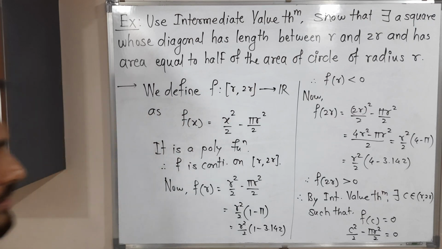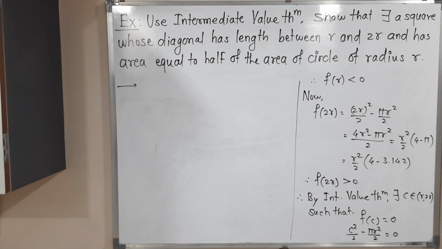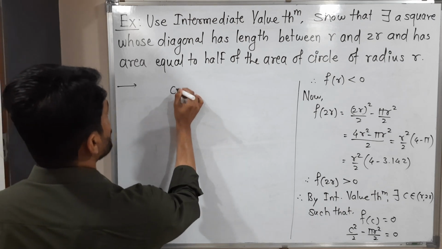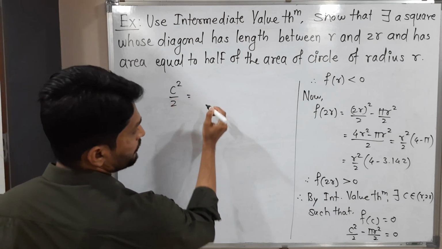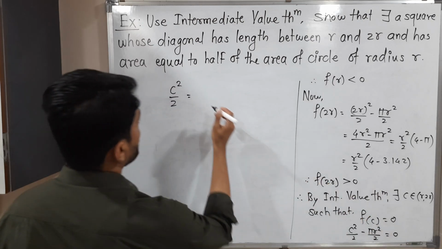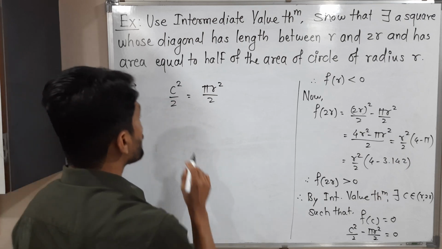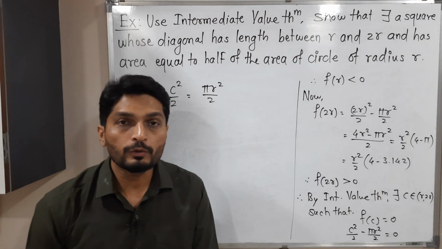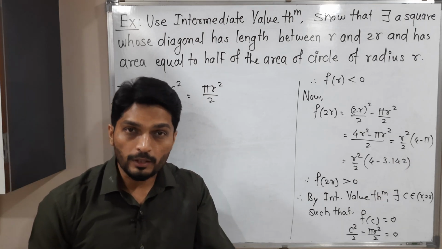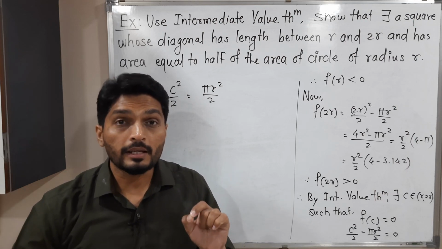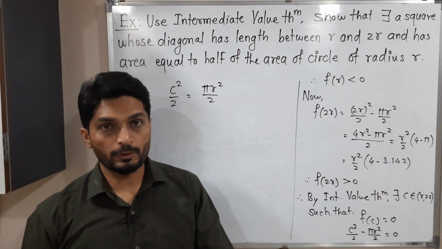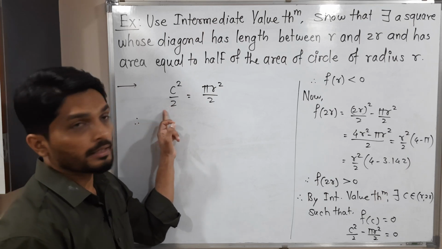Okay, some more space is required. Just make a screenshot of it, then I will go further. Okay, so let us solve it further. Let us shift that pi r square by 2 to the right hand side. So c square by 2 is equal to, I am shifting this term to that side, pi r square by 2. See, c square by 2. Okay, already I have told you that if we have a square whose diagonal is c, then its area is diagonal square by 2, right? So this is the area of a square.